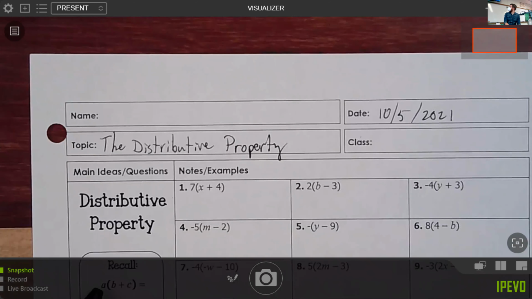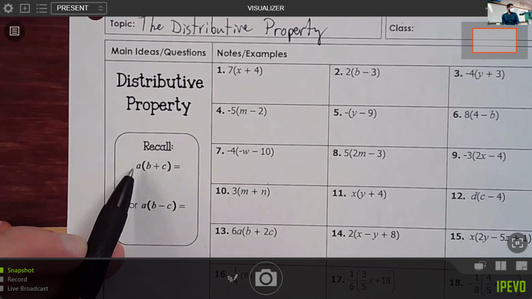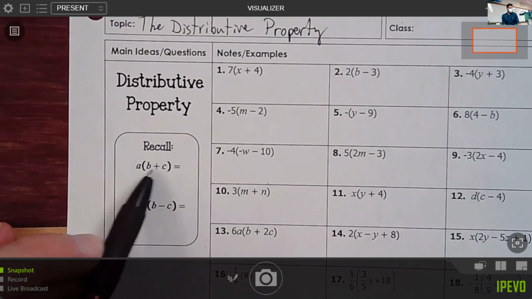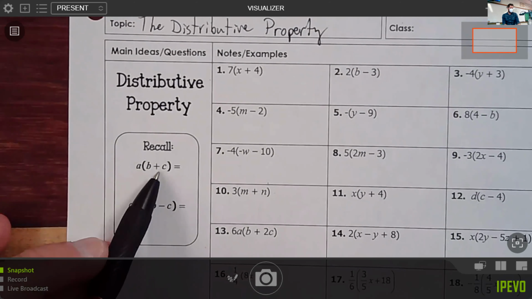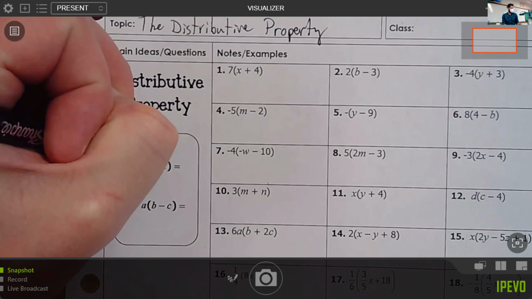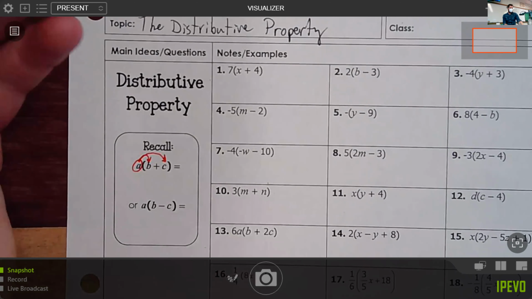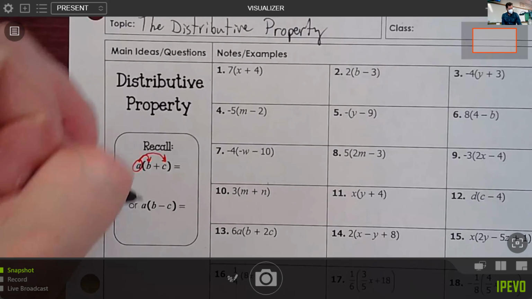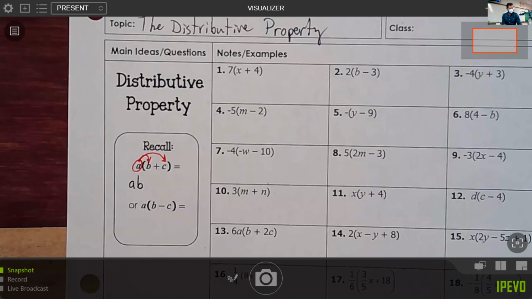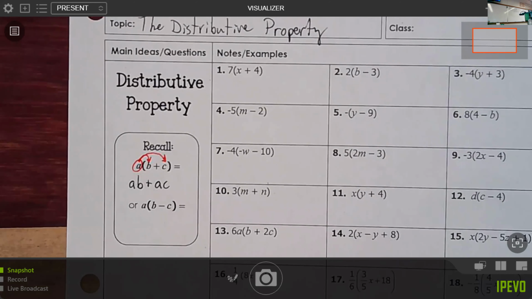So we're going to rewrite the rule off to the side here, and then we're just going to work through a bunch of examples. It's going to be pretty straightforward today. Recall that if you have a number on the outside of some parentheses and a couple of things on the inside being added together, you can take the value on the outside and multiply it by both of the things on the inside. So A gets multiplied by B and A gets multiplied by C. That ends up being A times B, or AB. If you put two variables right next to each other with no space, we are implying multiplication. Plus A times C, or just AC.